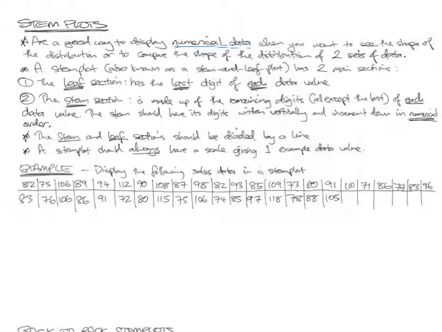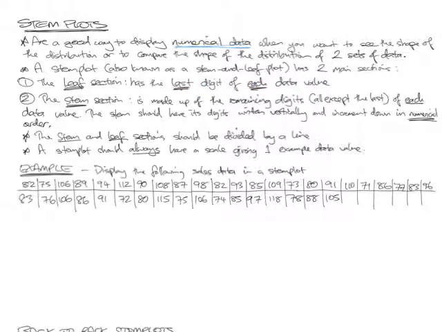stem plots are a good way of displaying numerical data when you want to see the shape of the distribution, or if you want to compare the distribution of two sets of data. A stem plot, also known as a stem and leaf plot, has two main sections. The leaf section has the last digit of each of the data values.